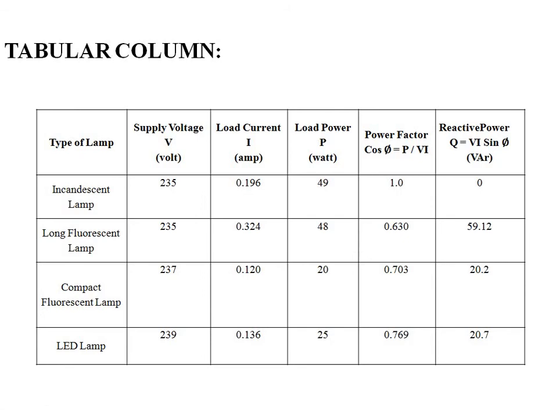So we notice that the power factor of incandescent lamp is 1, which is considered to be a good power factor, and the power factor of LFL is 0.63, which is considered as bad power factor. So an efficient power factor will decrease the consumer's utility bill, whereas an inefficient power factor will increase the consumer's utility bill.